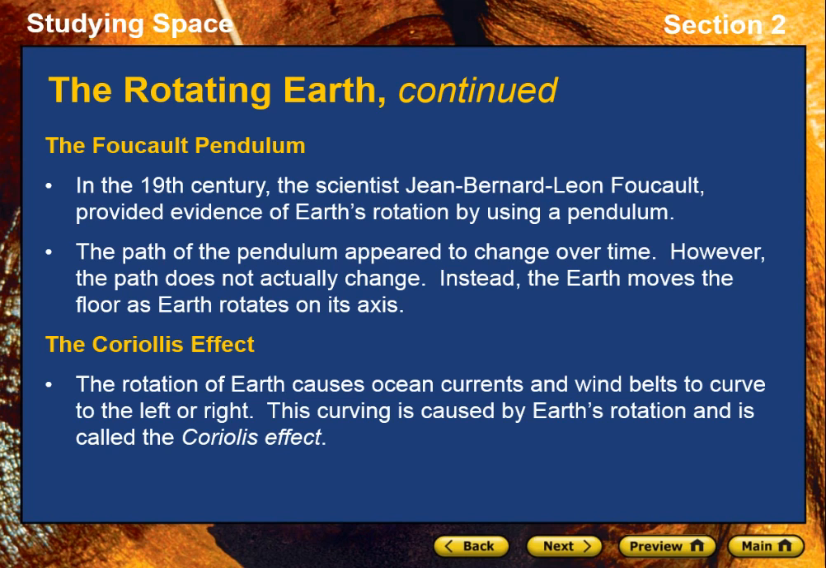This curving of the path of wind belts and ocean currents is caused by Earth's rotation and is called the Coriolis effect.